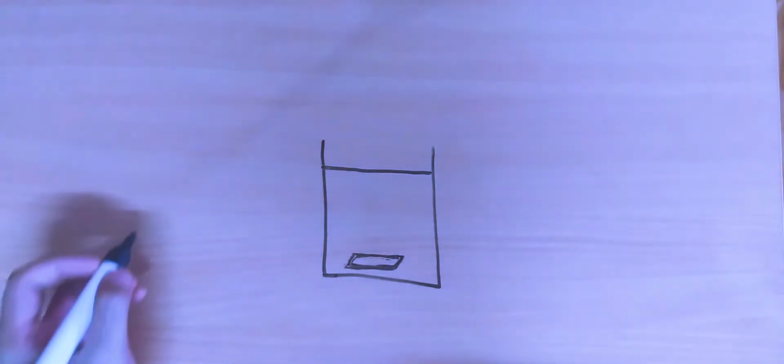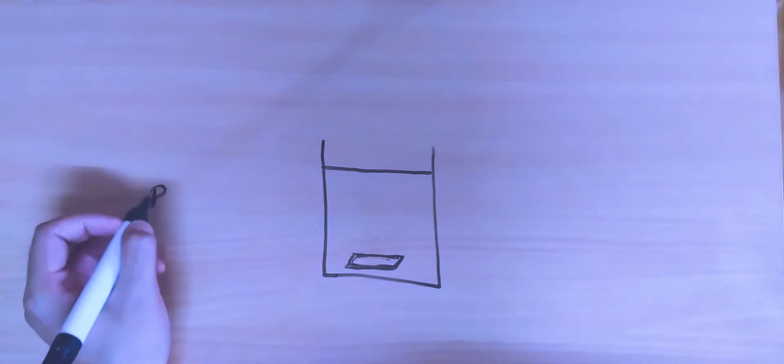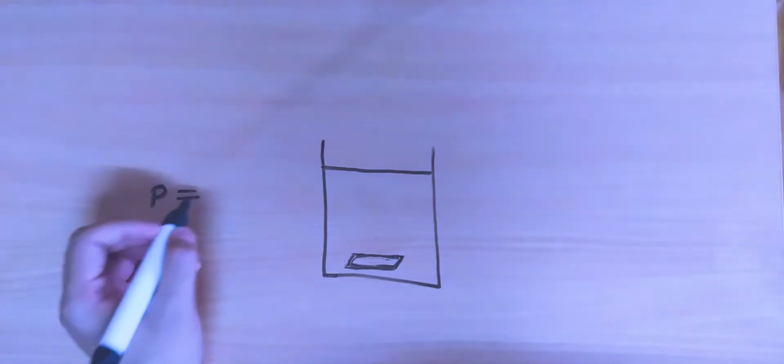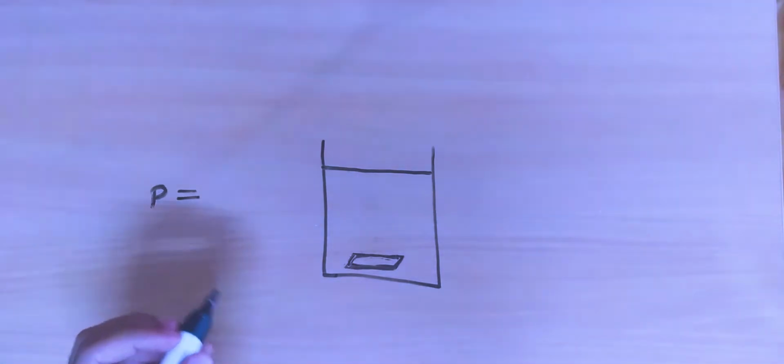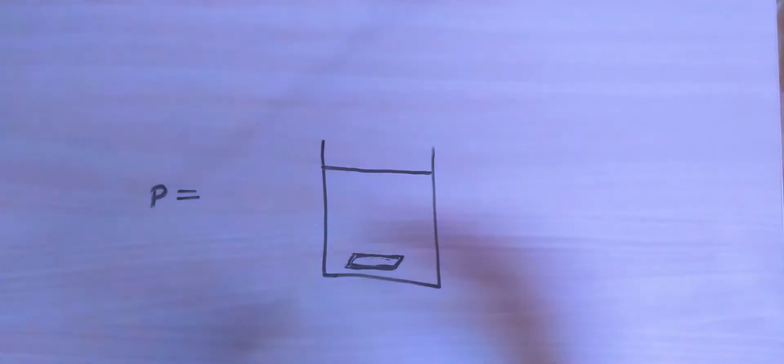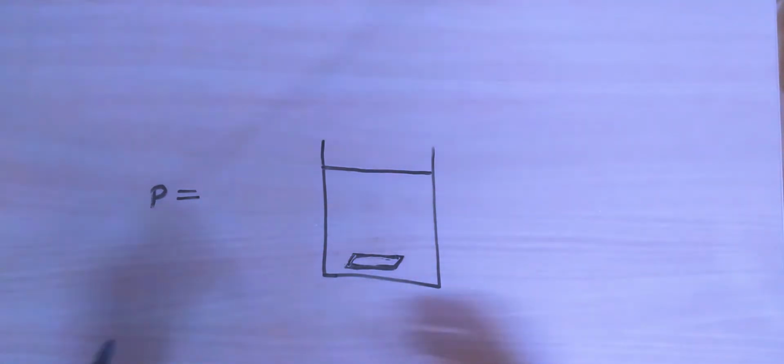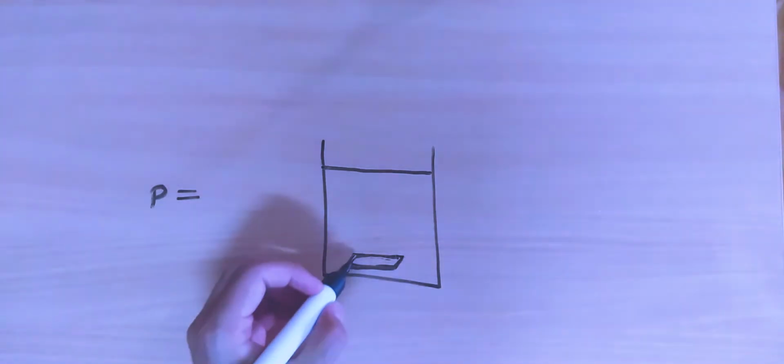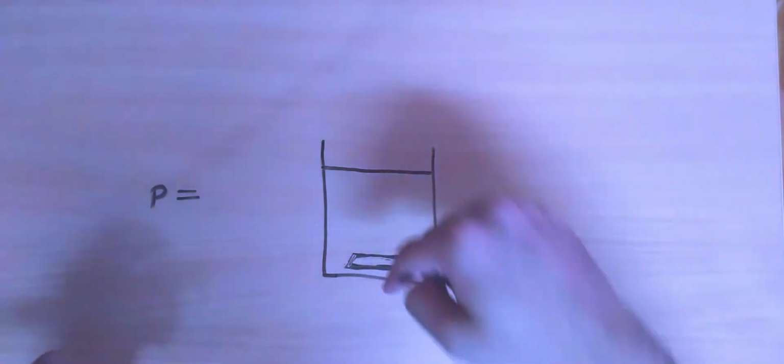Now let us find the pressure. I'll denote pressure by the letter P. So we know that the pressure generally is due to thrust per unit area. So pressure is thrust per unit area, or we may call that force per unit area in simpler terms. So what is the force here? Well, the force exerted would be in the downwards direction due to gravity.